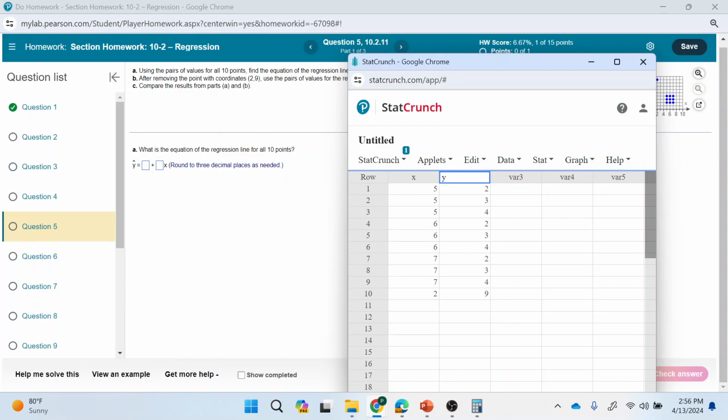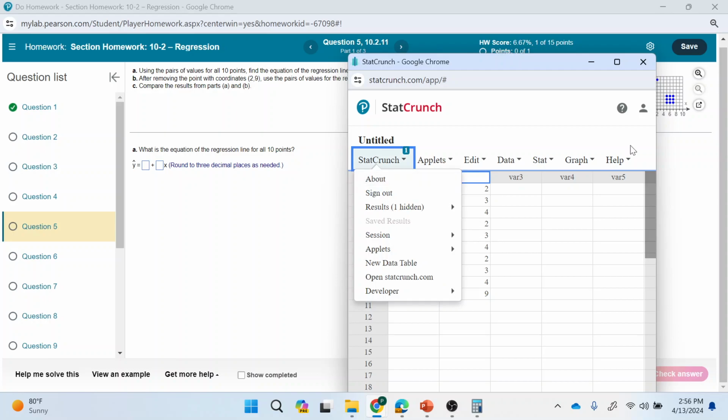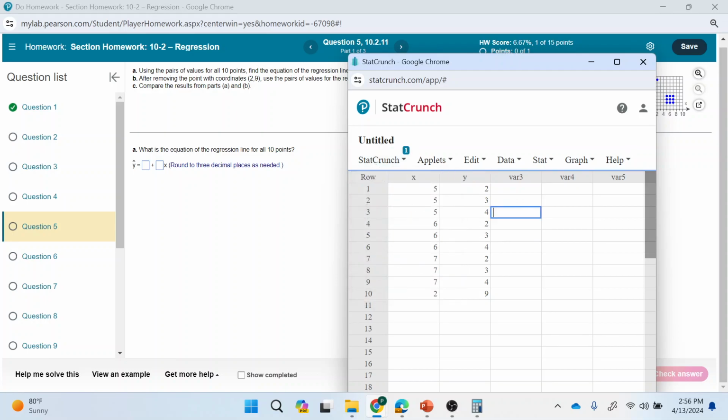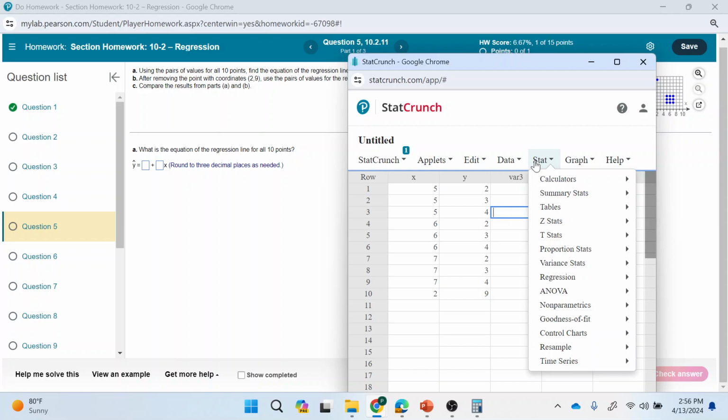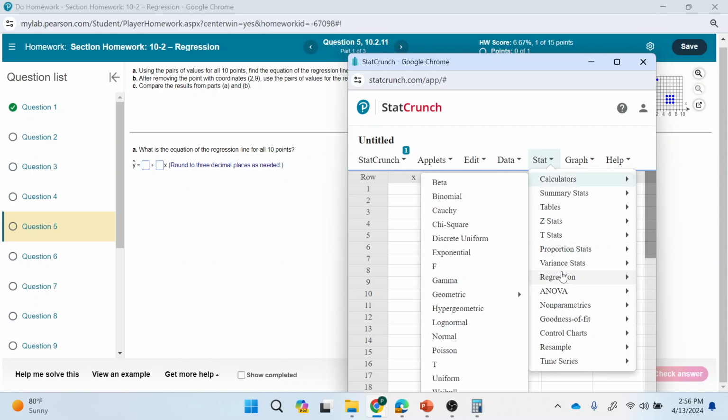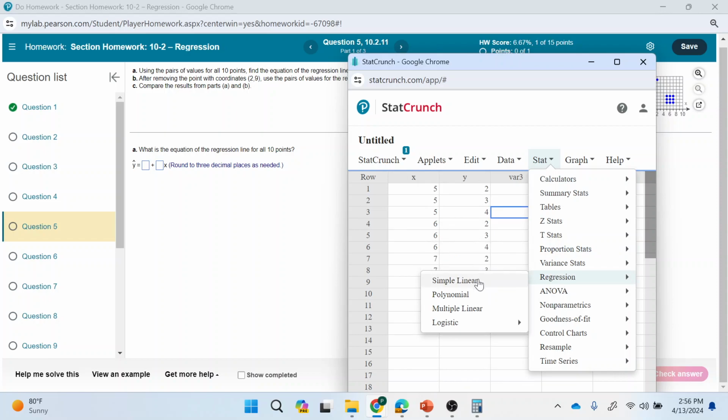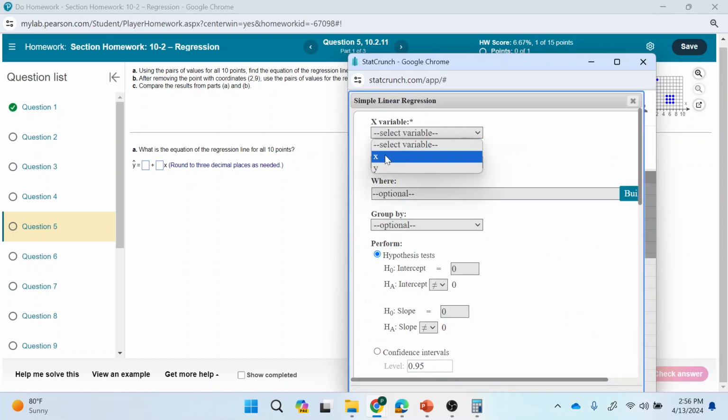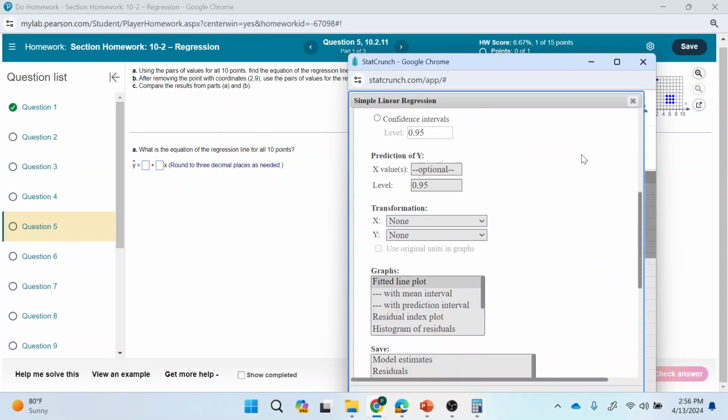I don't have the cap. Let me see. Can I choose the cap? No, there is no cap. I don't see the cap sign on my keyboard, so I'm going to use the y value. So Regression, Simple Linear, x, and then y, and hit Compute.